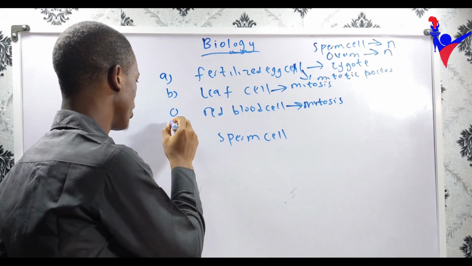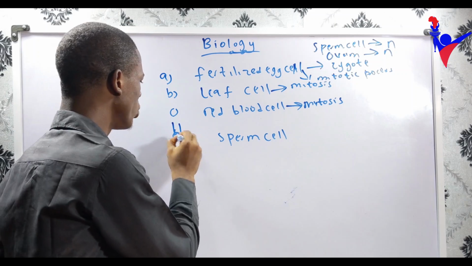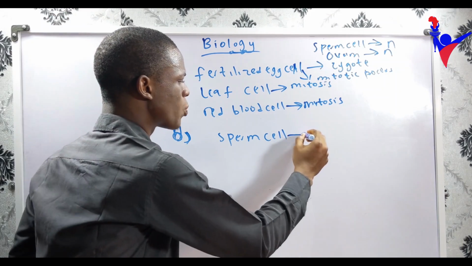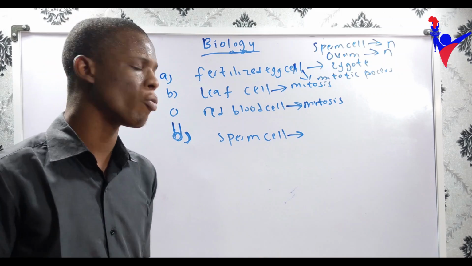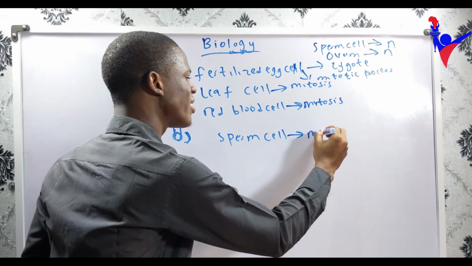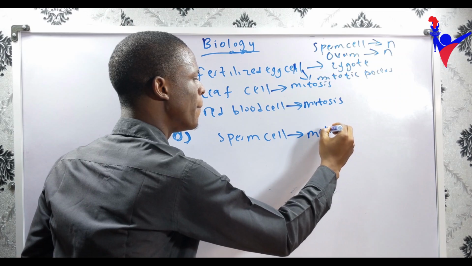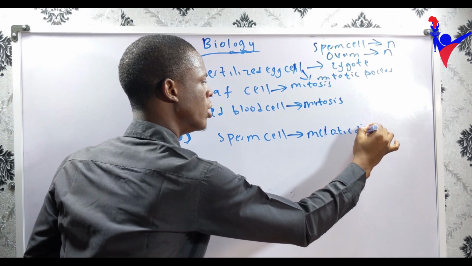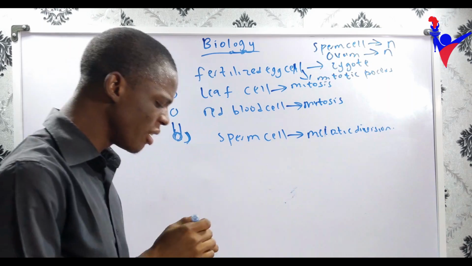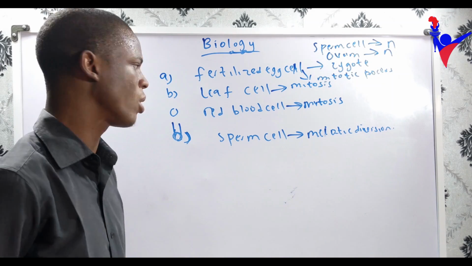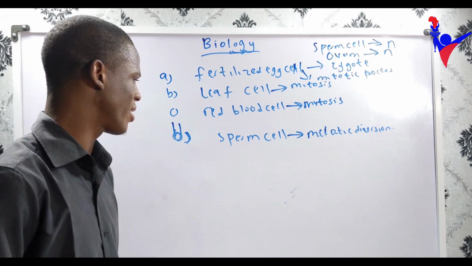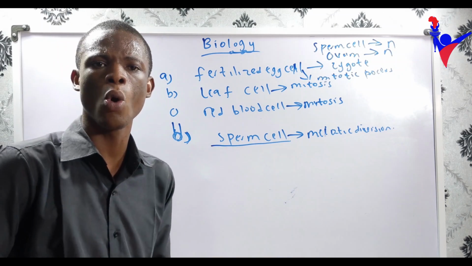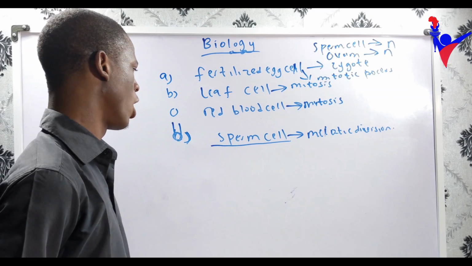Back to our last option, option D, a sperm cell. The formation of a sperm cell is a result of meiotic division. So a meiotic division is what gives rise to a sperm cell. So the right answer to this question is a sperm cell. A sperm cell is the one that undergoes a meiotic process.